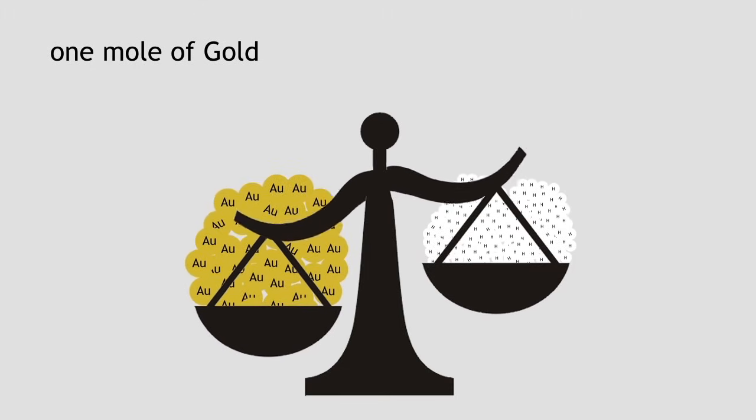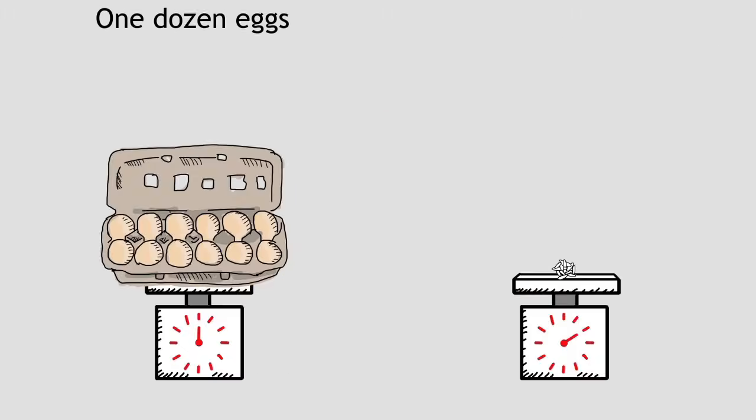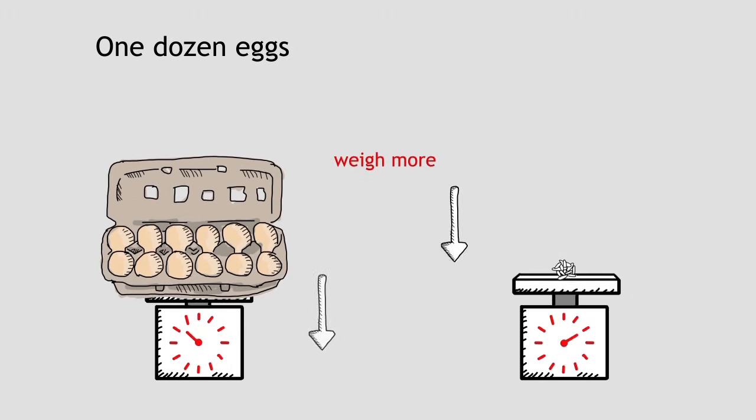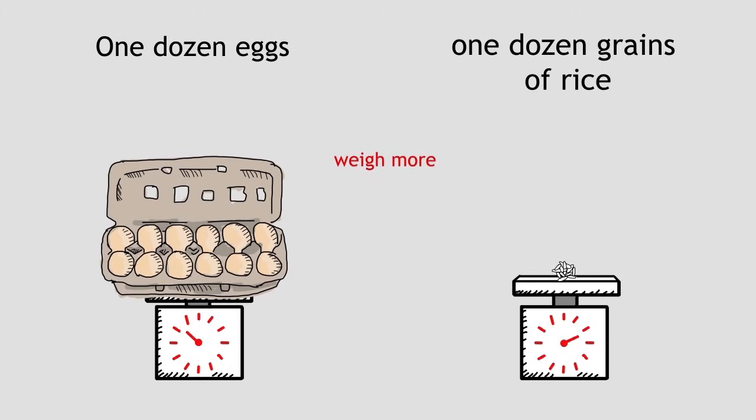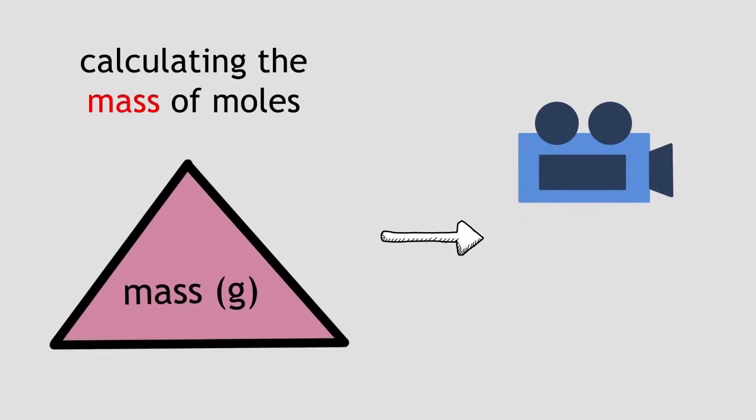So 1 mole of gold will weigh much more than 1 mole of hydrogen. Just in the same way that a dozen eggs would weigh more than 1 dozen grains of rice. We will look in more detail at calculating the mass of moles in our next video on using moles.